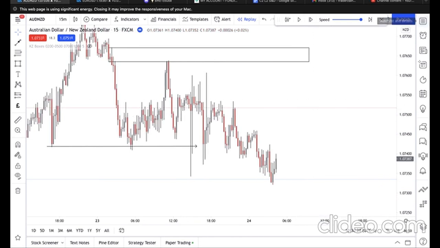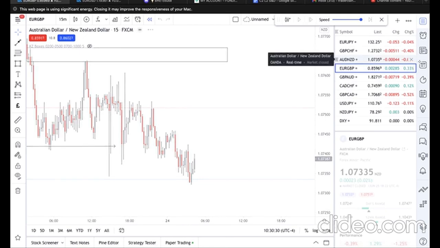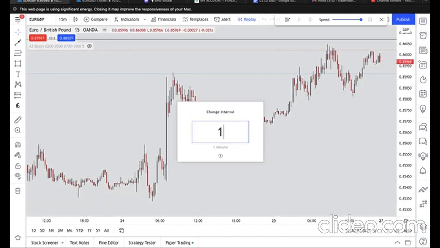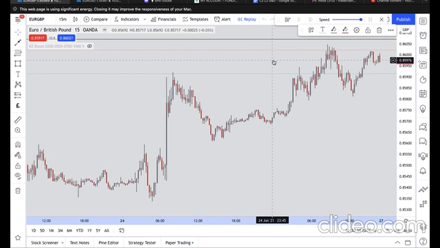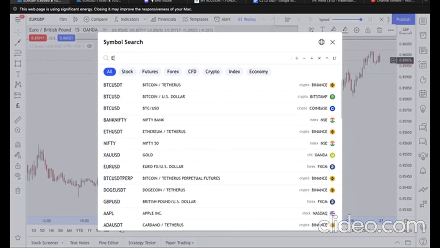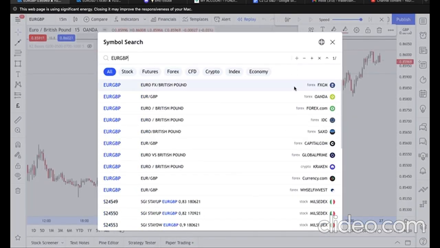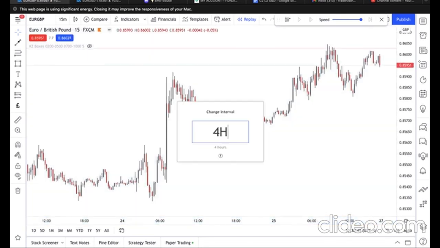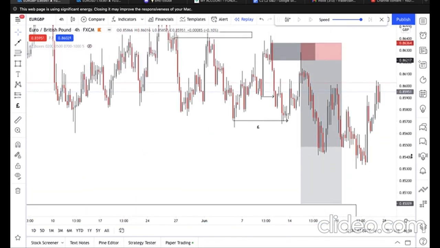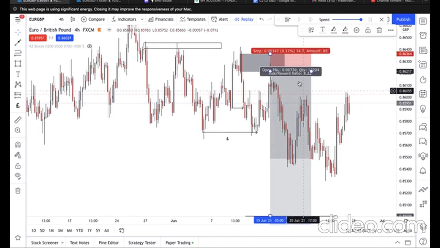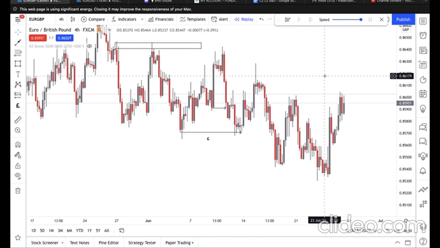If you want, I can show you another example. E.g., 4 hour. Actually, let me take out a fresh chart because I already got my drawing on this one. What's going on? Euro GBP. Sweet. Head back to that 4 hour. And let me show you guys why I took this entry. Cool.